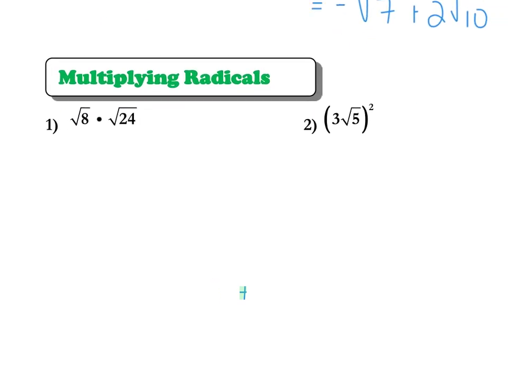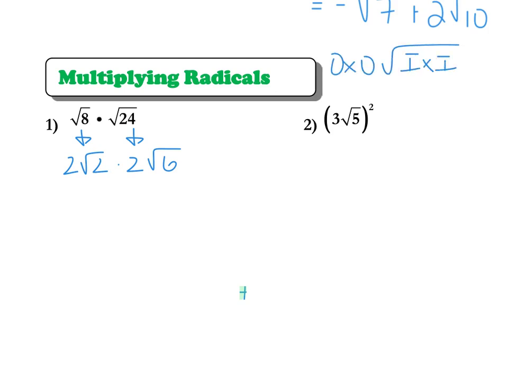So multiplying radicals, you can either multiply them together to start, or you can simplify them to start. It doesn't matter. So let's say we simplified them first. This is going to simplify to 2 root 2. This will simplify to 2 root 6 because 4 is the perfect power that goes into both. And then when you multiply, remember that you multiply outside times outside and then inside times inside. So this is 4 root 12.